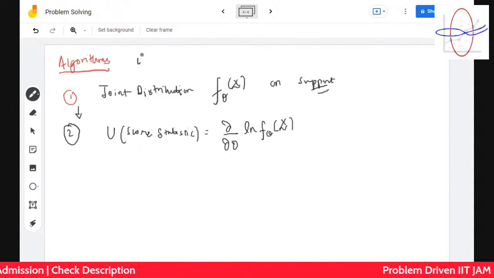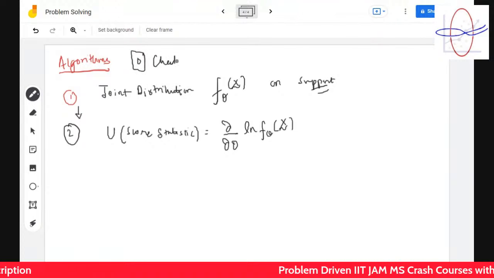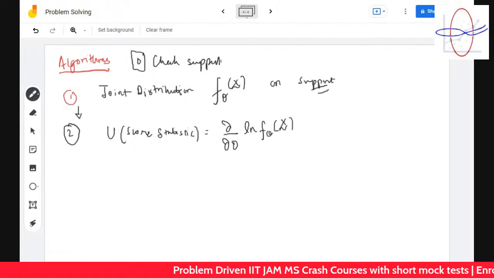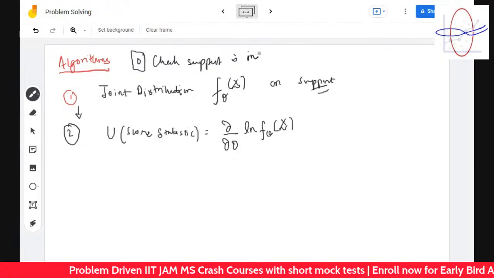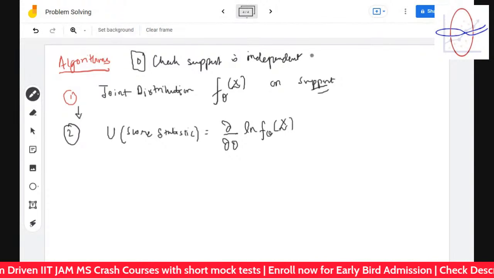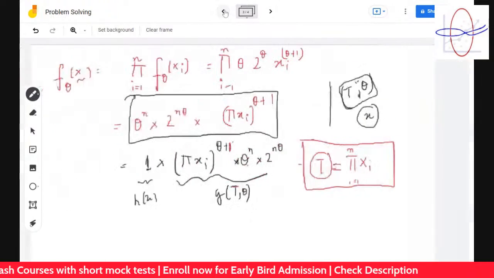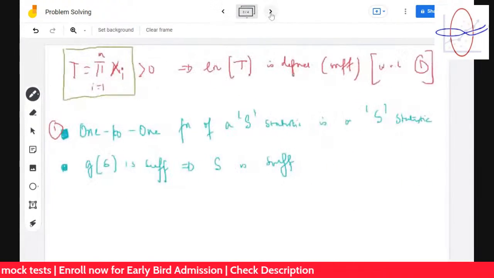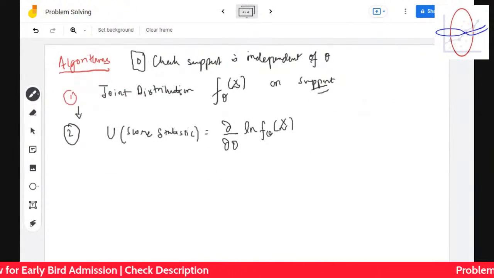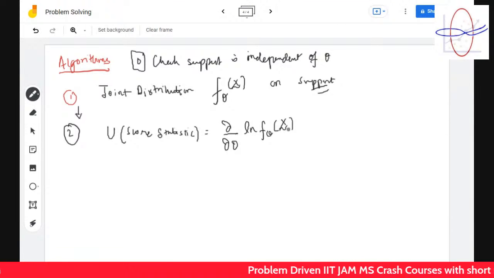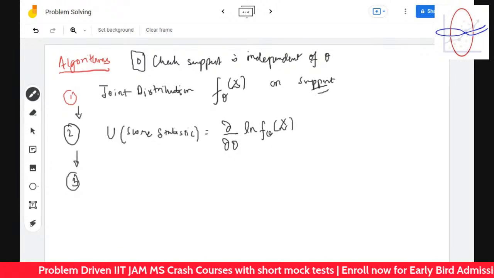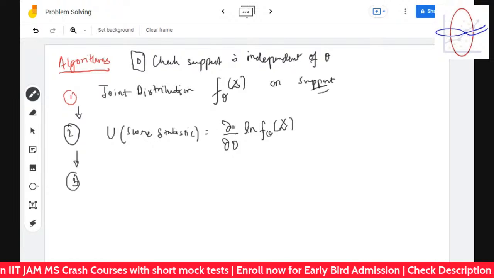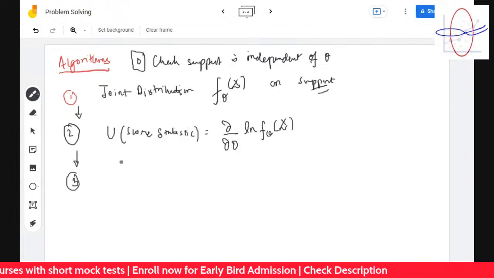Number one, check that the support is independent of theta. So it's independent of theta because x is greater than 2. So first, write the joint distribution. Second, write the score statistic U, because it's unbiased. The third is the step I have shown in the crash course very clearly last day. So the next step is to find the variance of U.